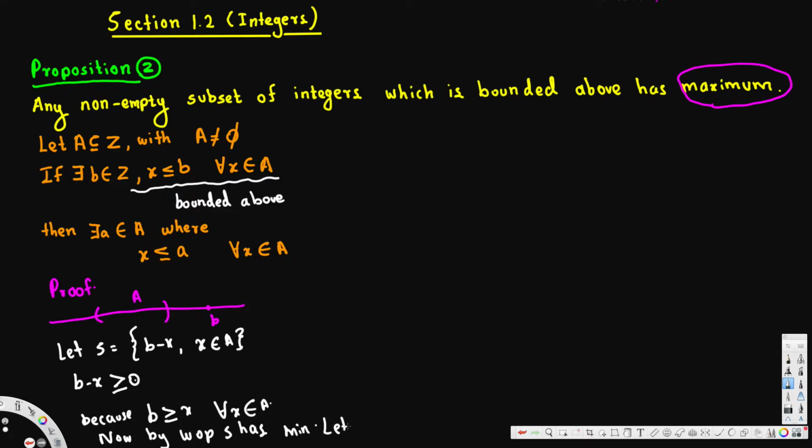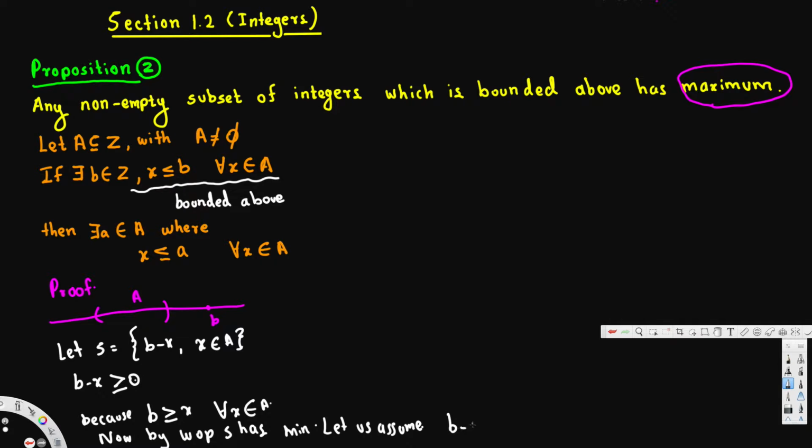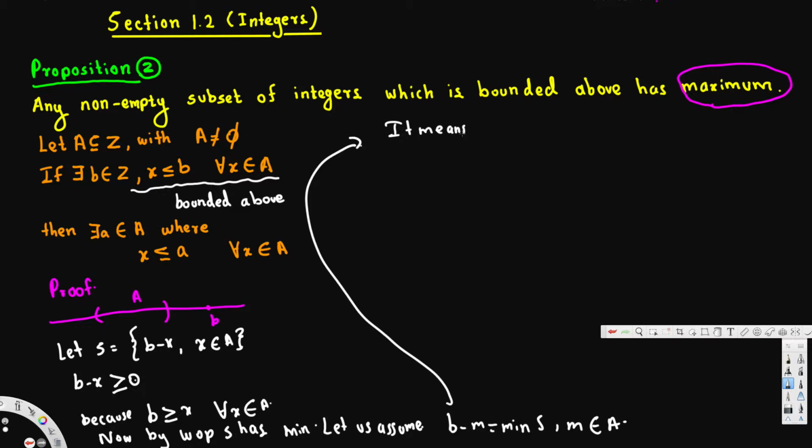Let us assume B minus M is equal to the minimum of set S, where M belongs to A. Okay, let's continue here. It means B minus M should be less than or equal to B minus x for all x belongs to A.